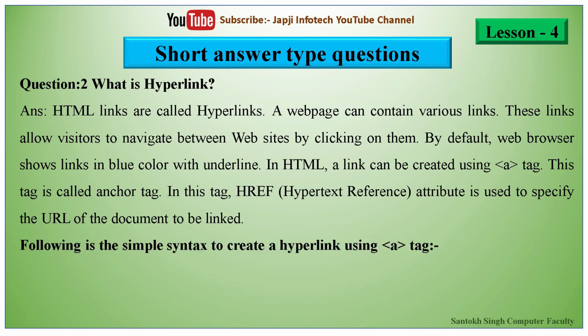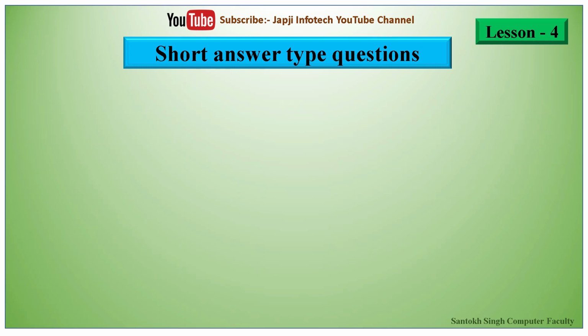So following is the syntax to create a hyperlink using anchor tag. Left angle bracket a space href equal to, in the double quote, write the URL of the web page. Then right angle bracket link text or image. Then in the end, close the closing tag of the anchor tag.